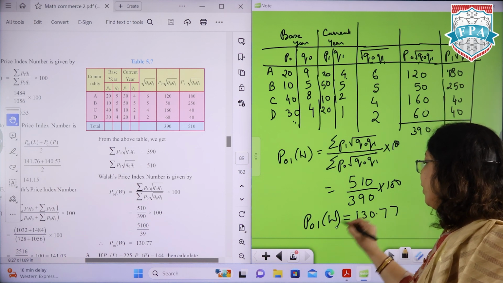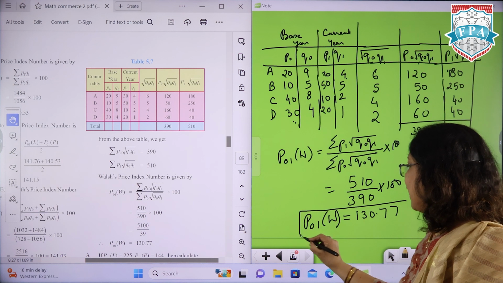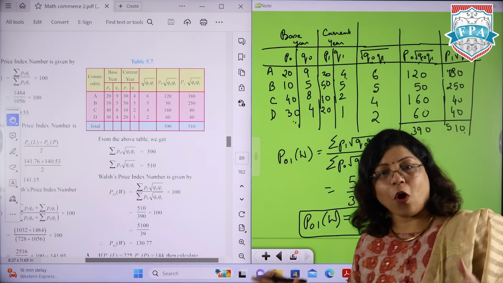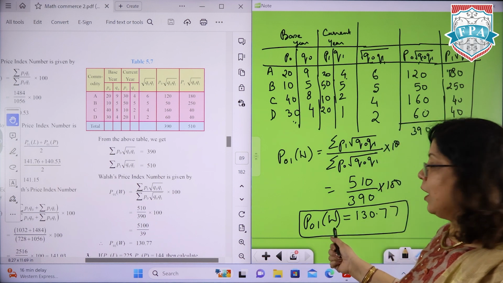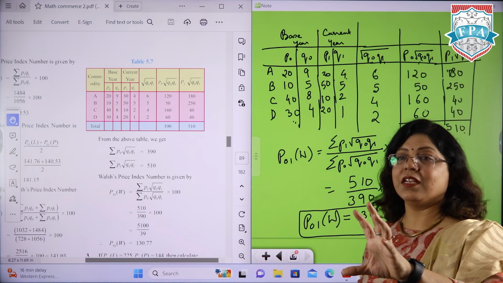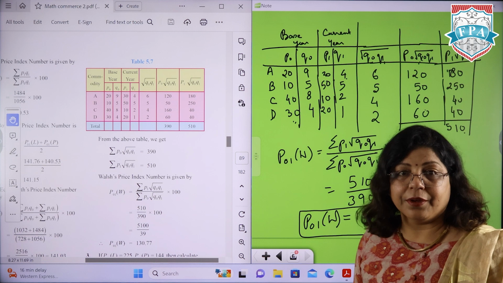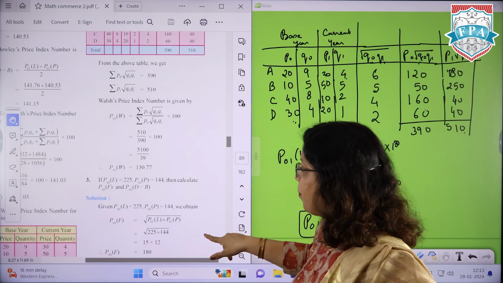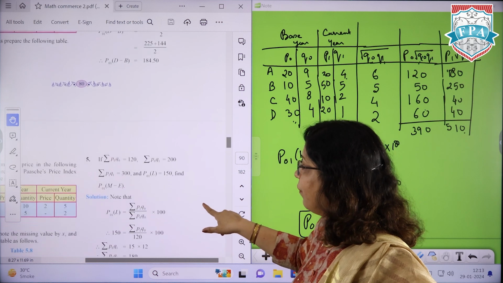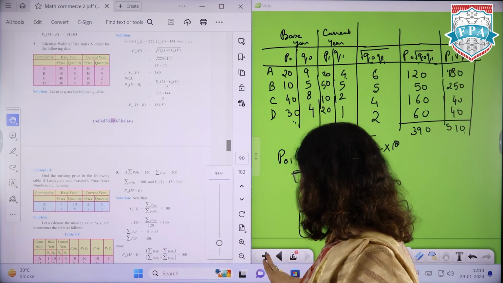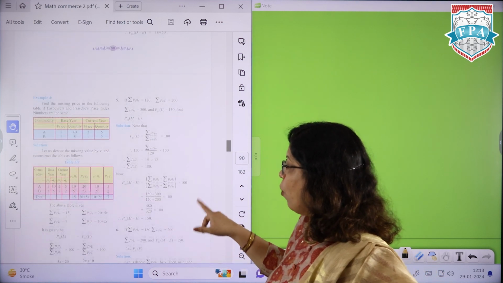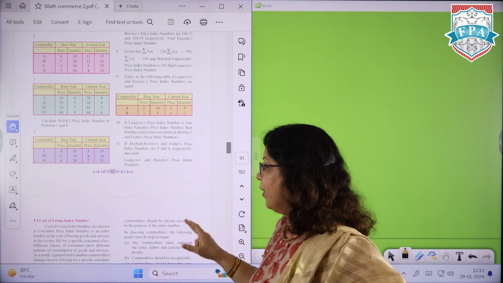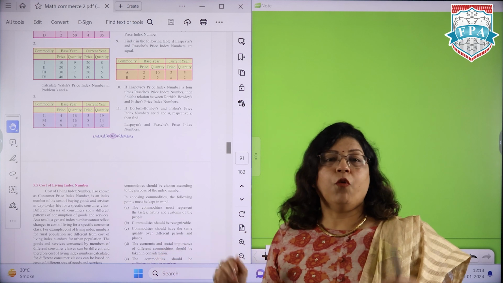P01 W. Please have a habit of putting your answer in a block. That will always help in getting the answer highlighted to the examiner. Okay? So this is your first part of the index number, where we have taken the price index number or value or quantity index number with respect to various formulae.